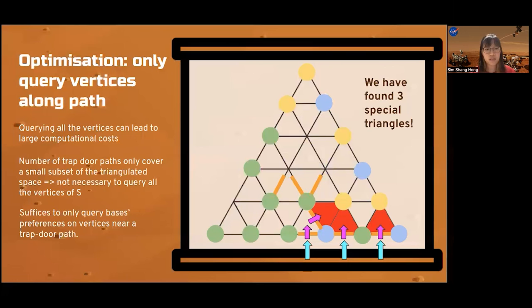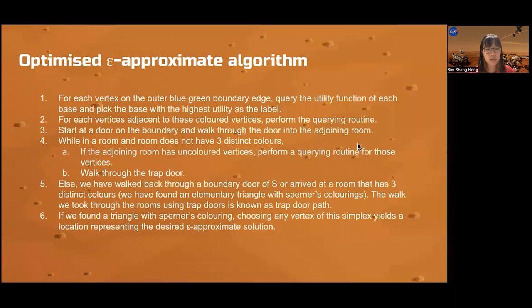and querying all the vertices can lead to a large computational cost. Since the number of trapdoor paths only cover a small subset of the triangulated space, it is not necessary to query all the vertices of S. Thus, it suffices to only query basis preferences on vertices near a trapdoor path. Combining all the ideas we discussed in the past few slides, we now arrive at the optimized epsilon approximate algorithm. Feel free to pause and take a look at the algorithm.